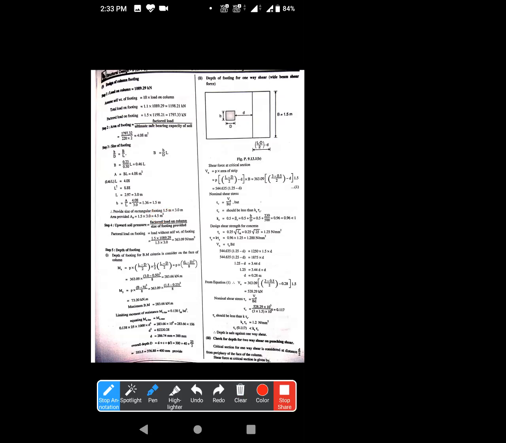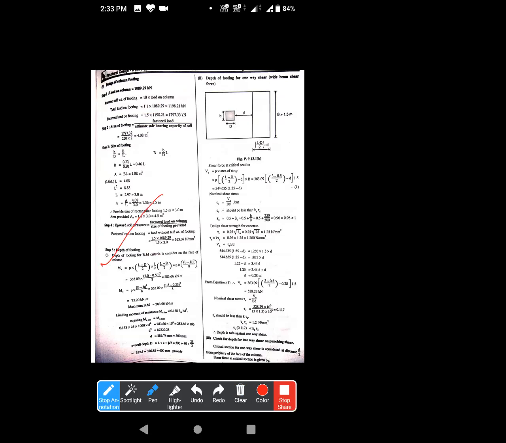Step number 4, that is upward soil pressure. How you have to find the upward soil pressure. Since this is your footing, the soil is going to give you pressure on your footing. You have to calculate the upward soil pressure, which is equal to factored load on footing upon size of footing provided. Factored load on footing is equal to load without self weight of footing, that is 1.5809 divided by 1.5 into 3, which is going to give you 363.09 newton per millimeter square.